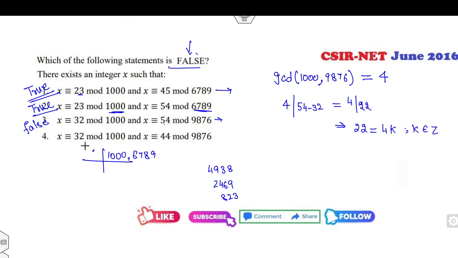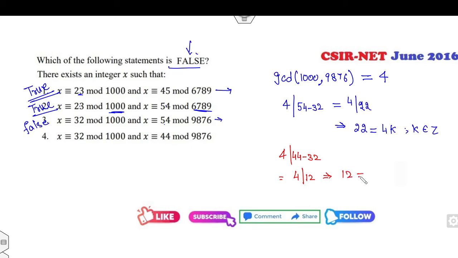Look at the last case. Again 1000 and 9876, GCD is again 4. So your target is 4 divides 44 minus 32. That will be 4 divides 12. So you can easily find the number k. k will be 3. So this is a true statement. The only false statement is C, that is the right answer.